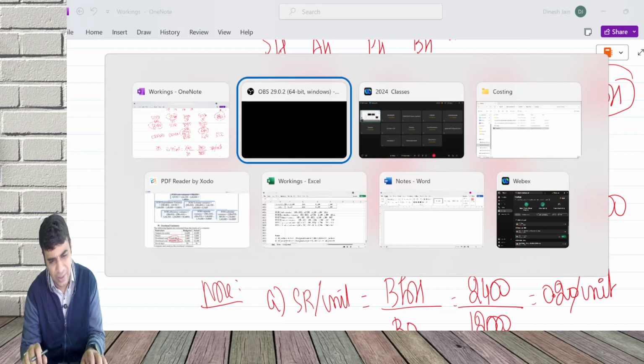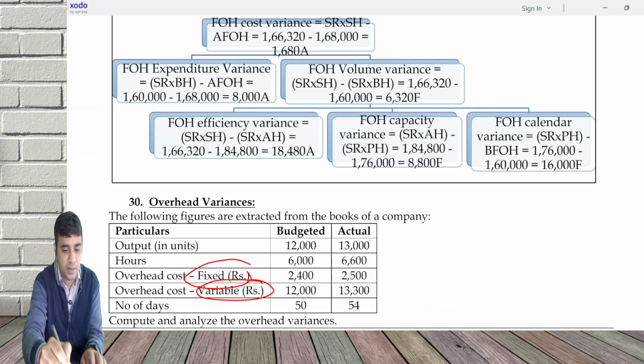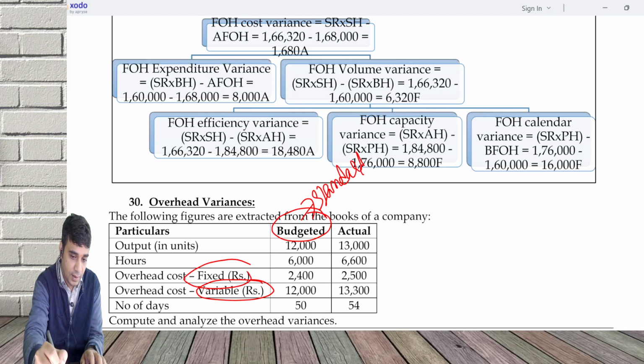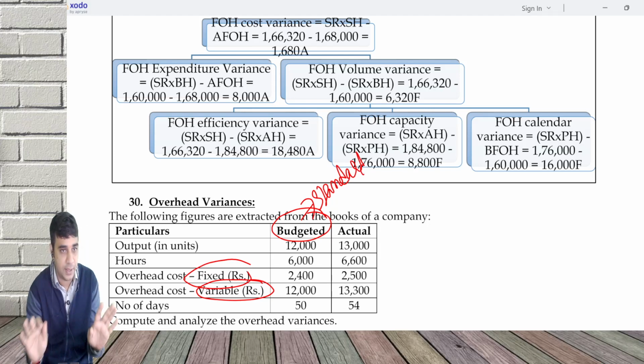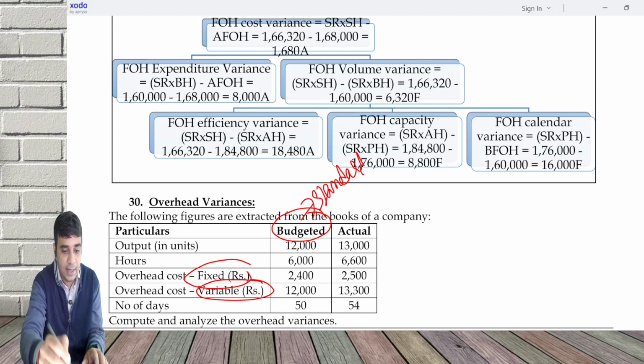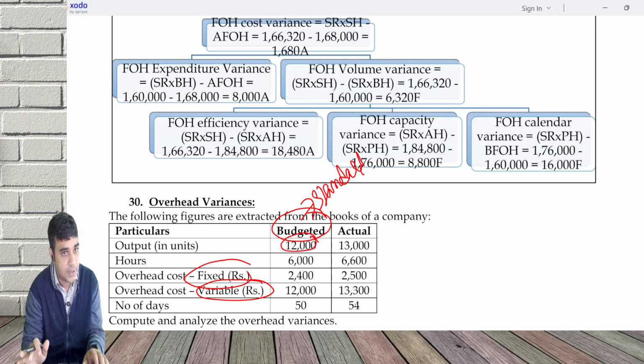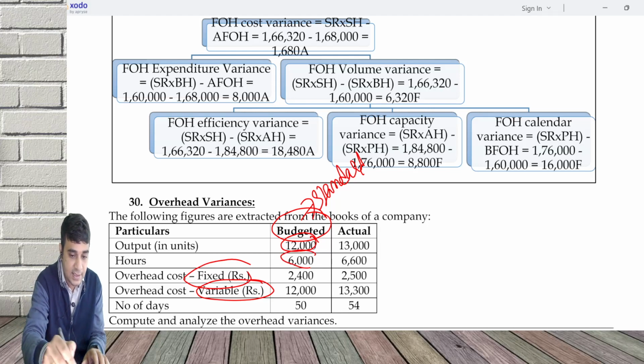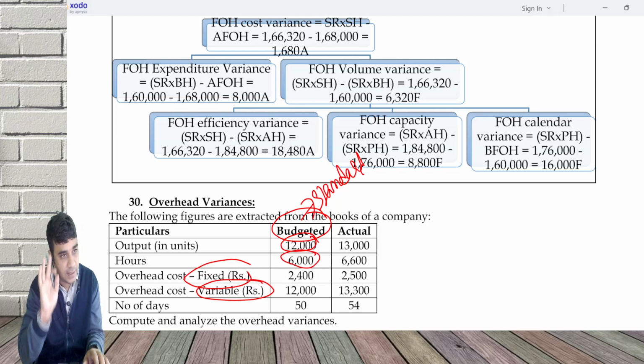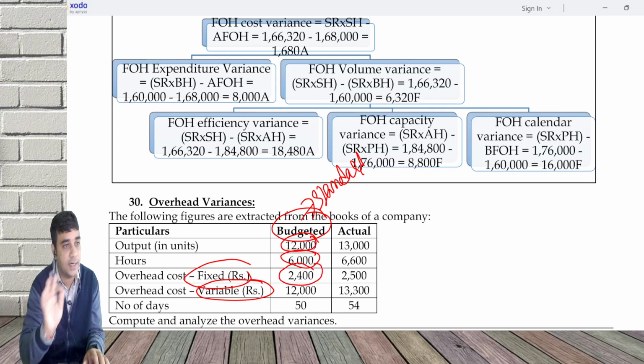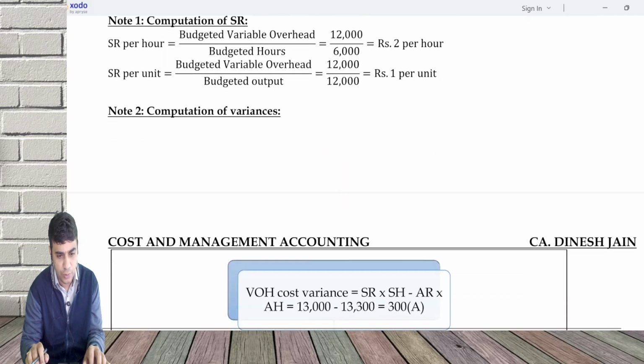Very rare scenario. Some question will use the word standard here, but that does not mean standard. That is budget only. They'll say 12,000. That is not standard output, that is budgeted output only. They'll say 6,000. That is not standard hours, that is budgeted hours. They'll say 2,400. That is not standard fixed overhead, that is budgeted fixed overhead. This 12,000 is not standard variable overhead, that is budgeted variable overhead. I'll show you such a question. Just give me a minute.